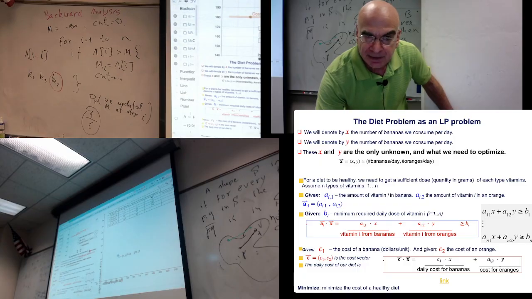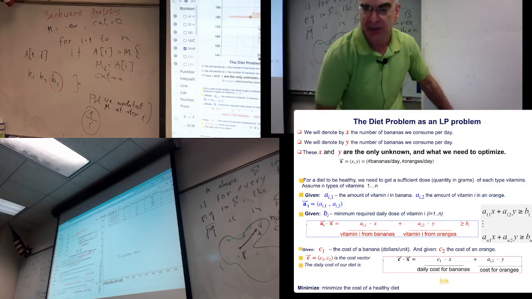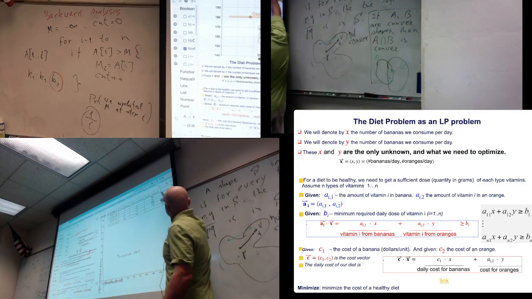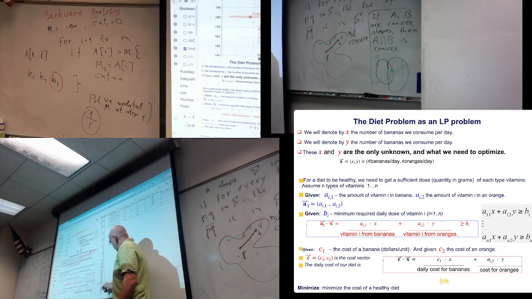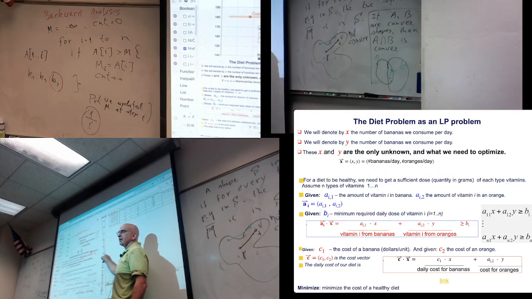Which diets do I look at that just barely meet vitamin A? I'm going to solve this inequality just with equality. So 7x plus y equals 65. And you're generating this line over here.